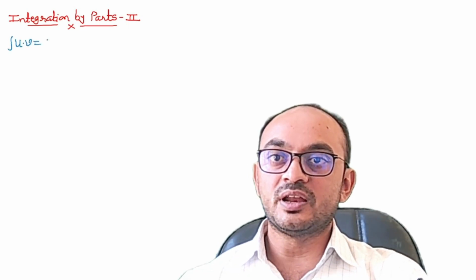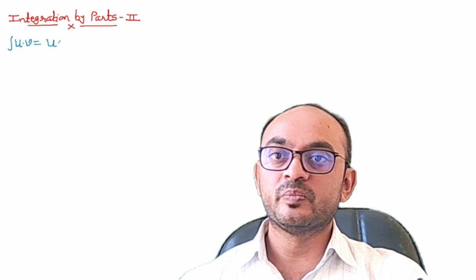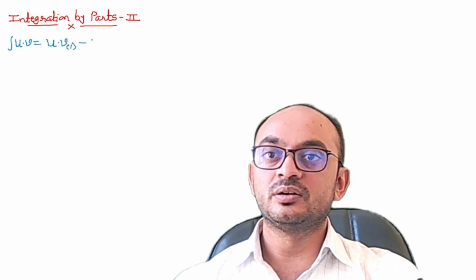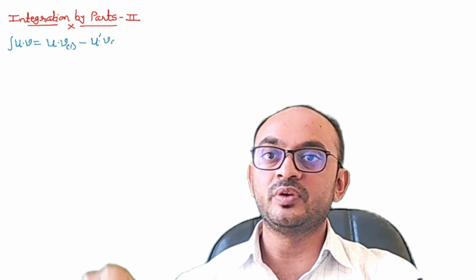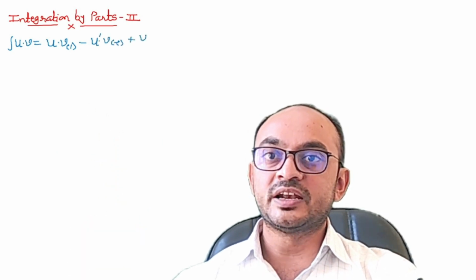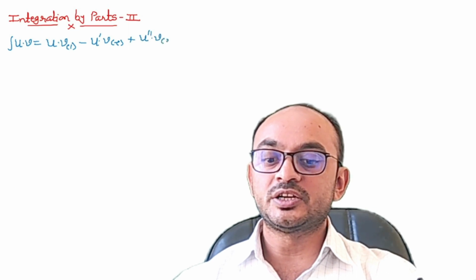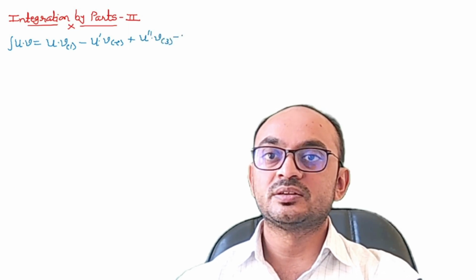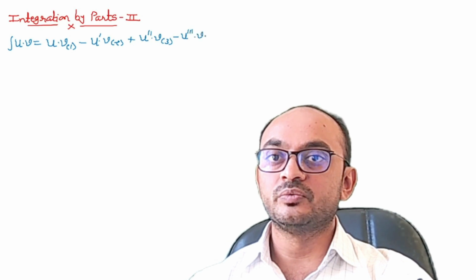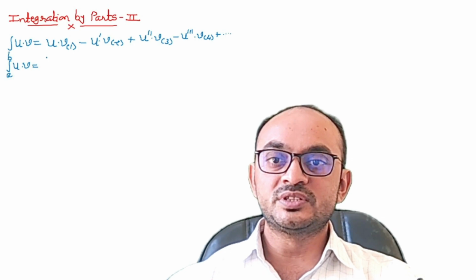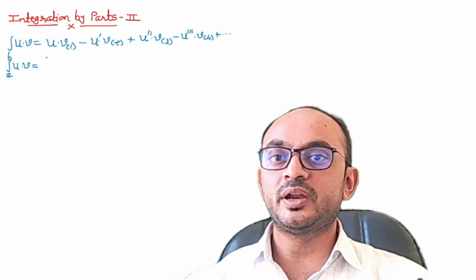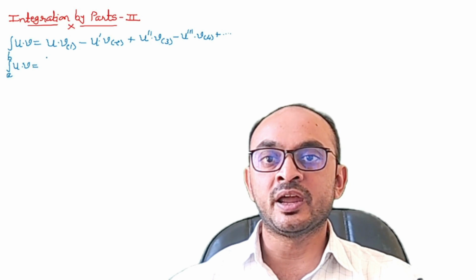In the last video, we discussed integration by parts. What we saw is that the integration of uv is u times the integration of v, minus the derivative of u times the second integration of v, plus the second derivative of u times the third integration of v, minus the third derivative of u times the fourth integration of v, and so on. We shall use this kind of derivation to evaluate the Fourier coefficients an and bn.